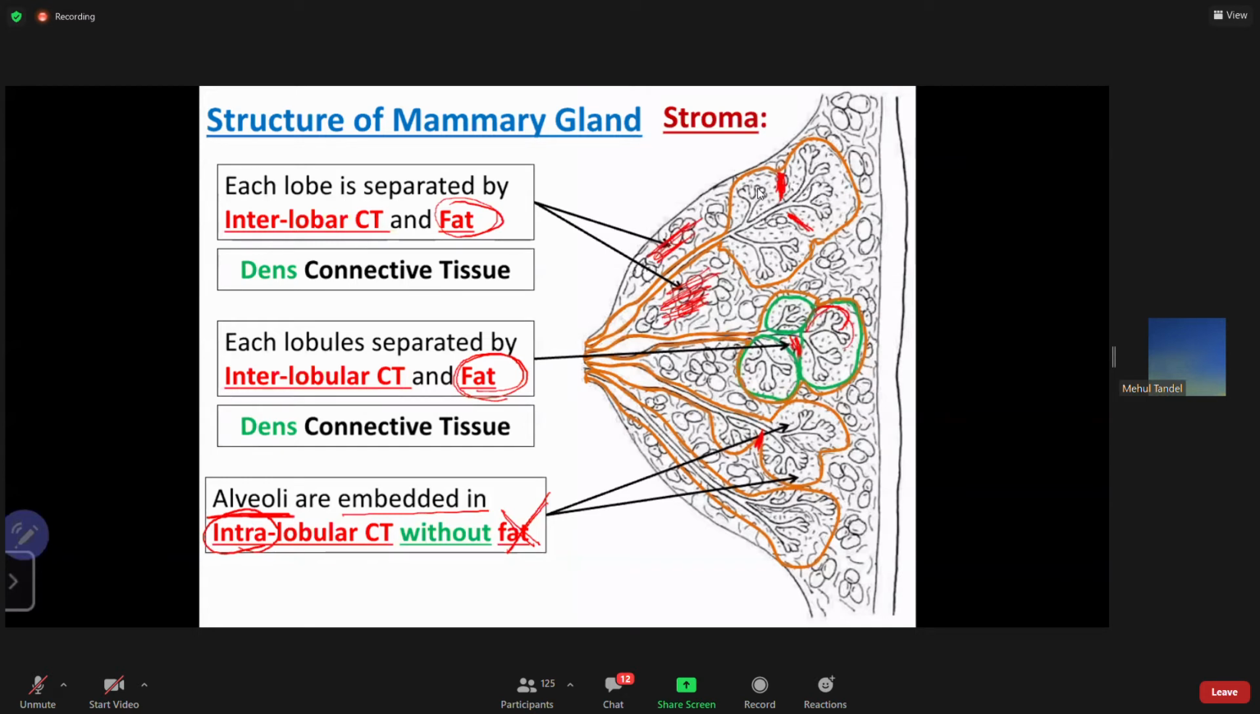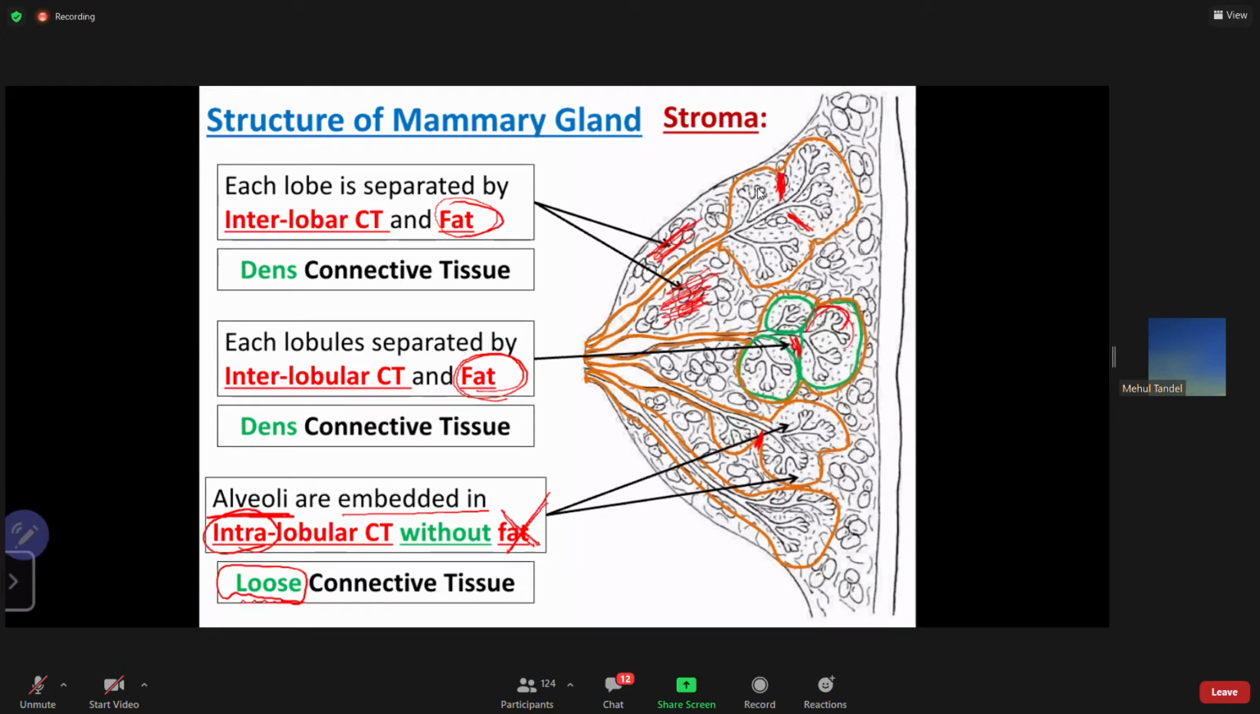Now the alveoli expand mainly during lactation, during the growth of the mammary gland. They are filled with milk, so they expand. To allow expansion of the alveoli, there must be loose connective tissue. So remember, alveoli are always embedded in loose connective tissue, never dense, otherwise they cannot expand during lactation. So that is the three types of connective tissue present in the mammary gland. And always remember, alveoli are never covered by fat.